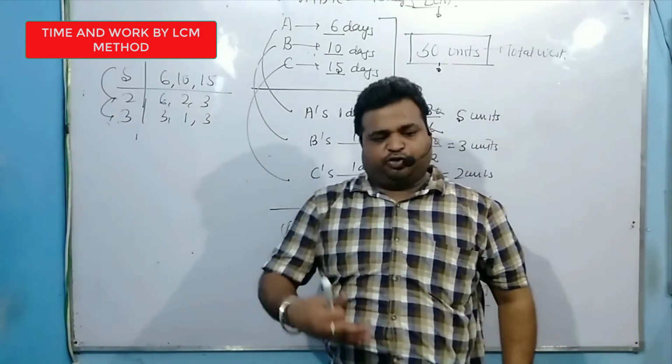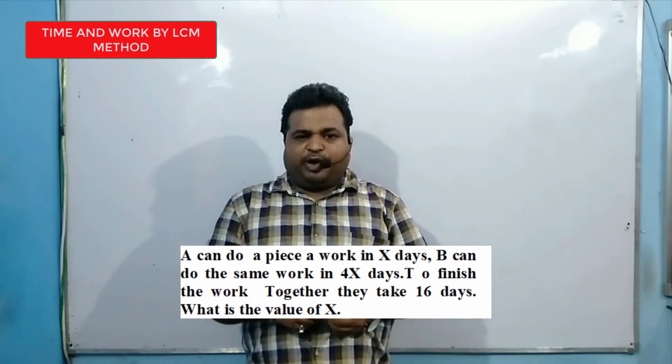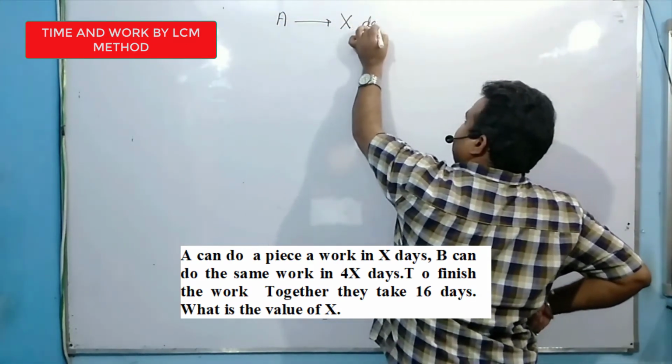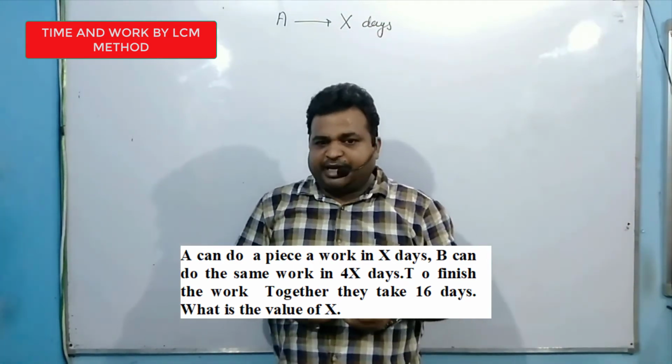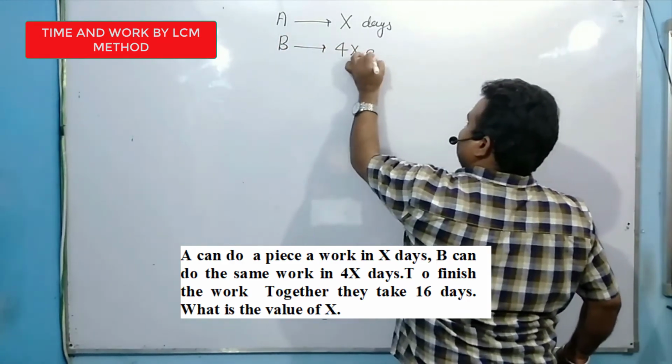Now move to another question, the fourth question. A can do a piece of work in X days. So instead of a number of days, an X value is mentioned. B can do the same work in 4X days.